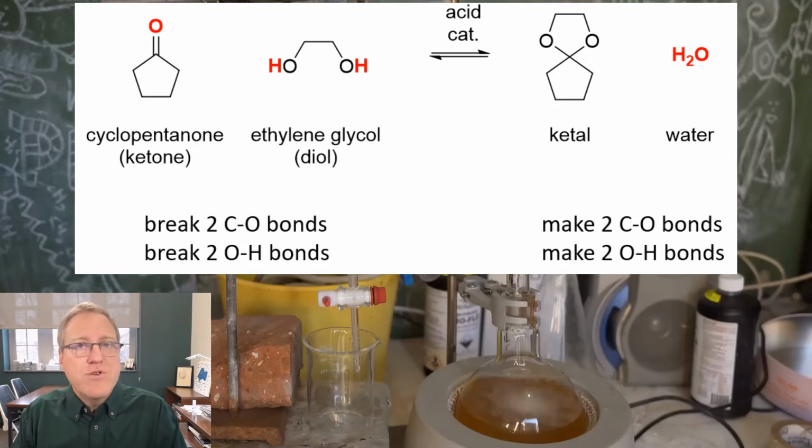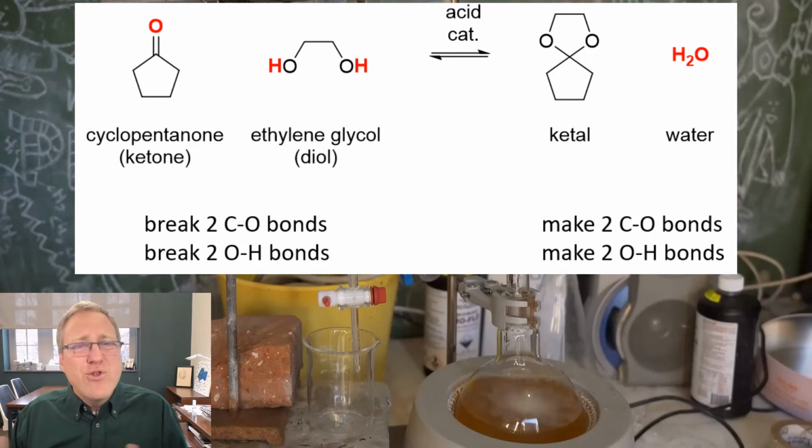Well, to do this reaction, we're going to have to break 2 carbon-oxygen bonds, and that's to the oxygen in the ketone. And we're going to have to break 2 OH bonds. Those are in the starting alcohol, the ethylene glycol. And in the end, we're going to make 2 CO bonds, and those are in the ketal. And we're going to make 2 OH bonds, and those are in the water. Well, the net effect of that is 0. If we're making 2 CO bonds and breaking 2 CO bonds, that's a wash. Same thing for 2 OH bonds. We make them and break them. That's a wash. So energetically, this is not a very favorable reaction.